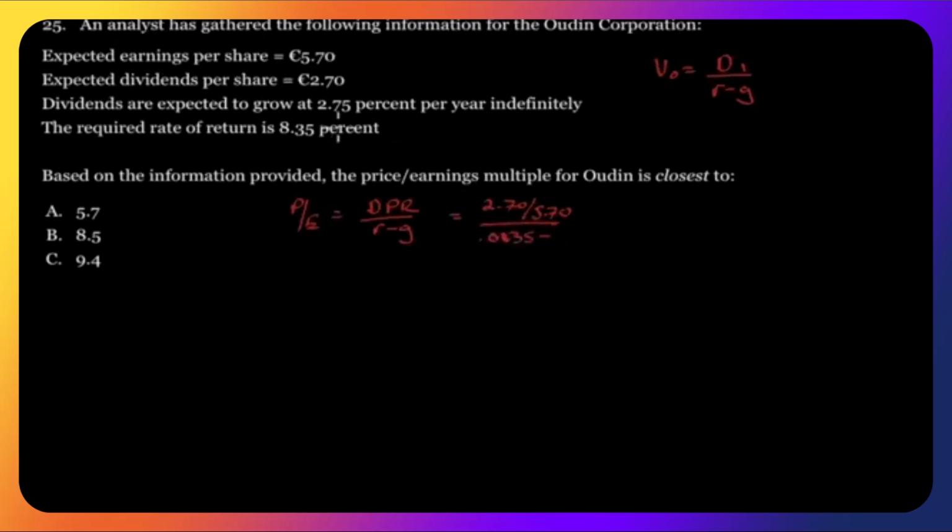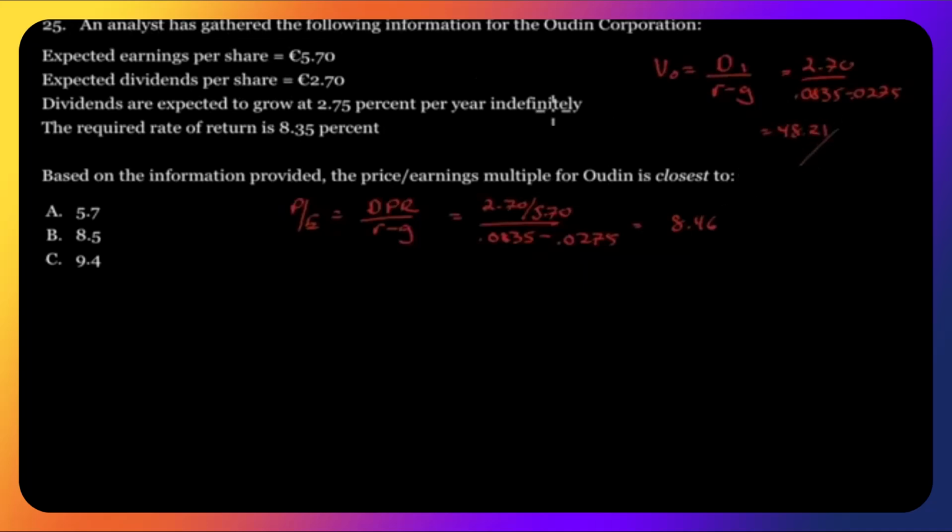R, the required rate of return, 0.0835 minus 0.0275. And that will give us 8.46. If we calculate it this way, D1, we're told the expected dividend per share is going to be 2.70. So we will have 2.70 over 0.0835 minus 0.0275 will give us 48.21.